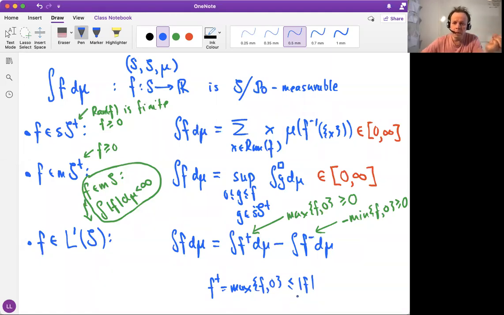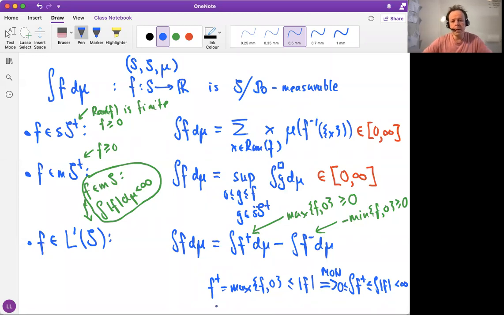We know from the previous lecture that the monotonicity of the integral that we proved carefully previously implies that the integral of f plus is less than the integral of the absolute value. And because f is defined to be in L1, this absolute value integral is a finite number. And we learned that this f plus integral is non-negative and finite.